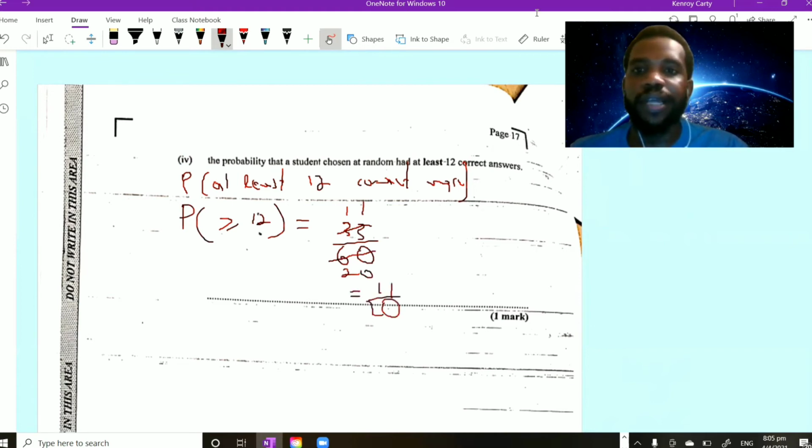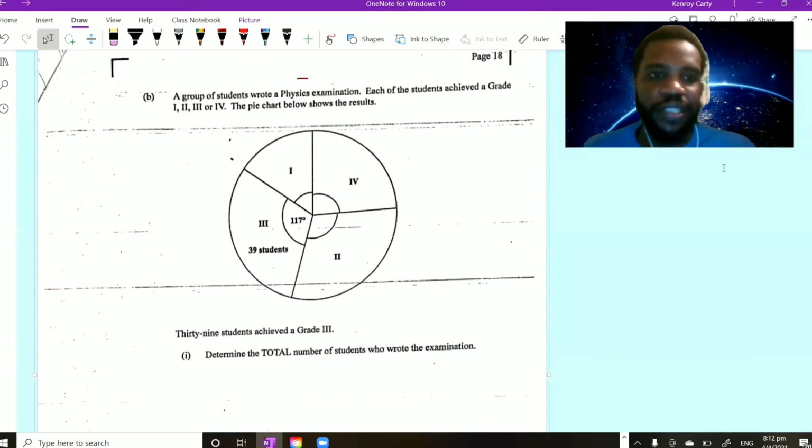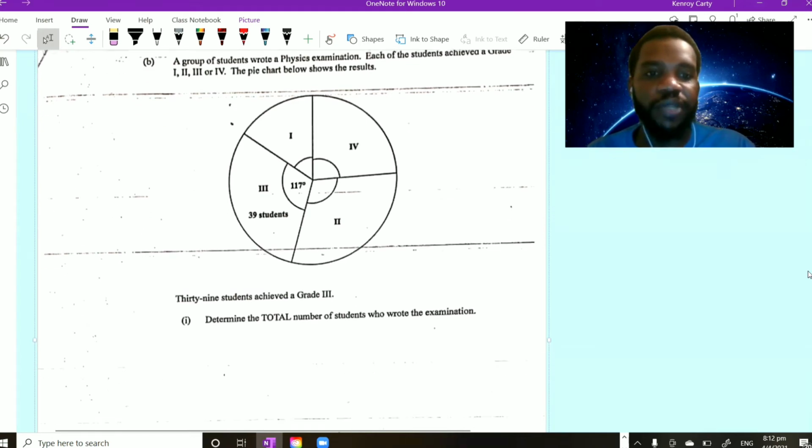All right. So that's the end of the first part of question 5. We're now going to move to the second part. All right, we'll move into question B. It says a group of students wrote a physics examination. Each of the students had achieved a grade 1, 2, 3, or 4. The pie chart below shows the result. And by now, you all know that the passing grades are 1, 2, 3. All right, and more so you should aim to get 1.